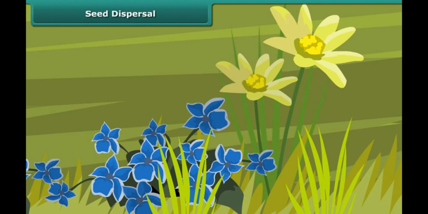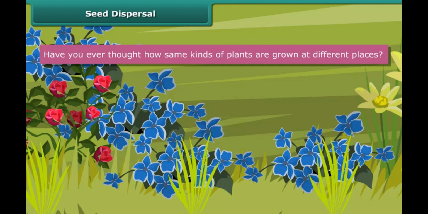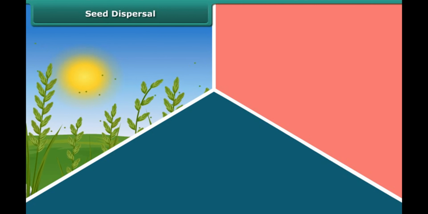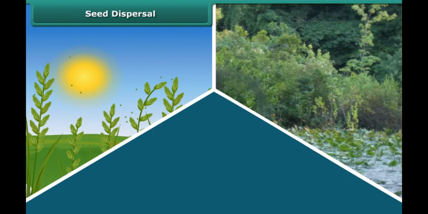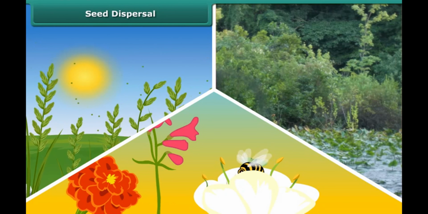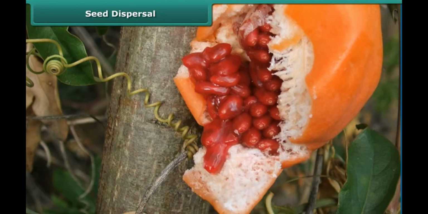Seed dispersal. We know that plants cannot move from one place to another. Have you ever thought how same kinds of plants are grown at different places? This happens because seeds are dispersed to different places. Some get blown off with the wind to far-off places. Some seeds are carried away by water, while some get dispersed by insects or animals. When the seeds reach the soil, they germinate into a new plant. In fact, some seeds are also dispersed when the fruit bursts with sudden jerks.